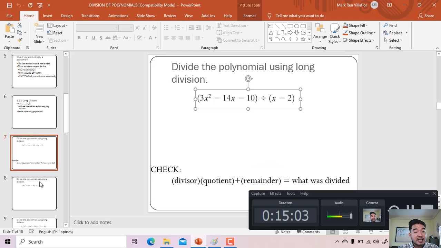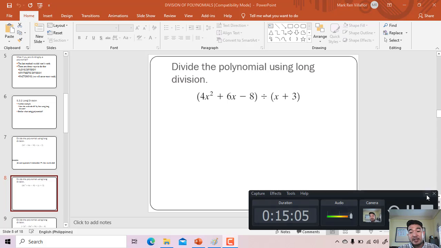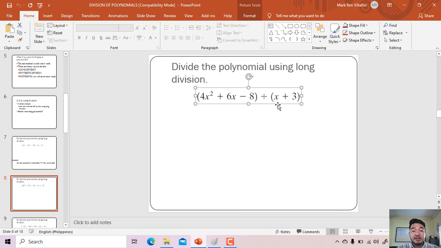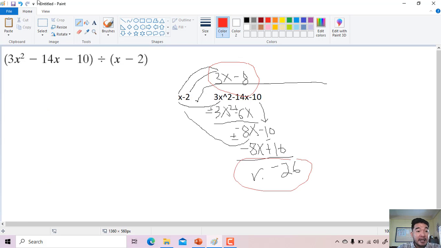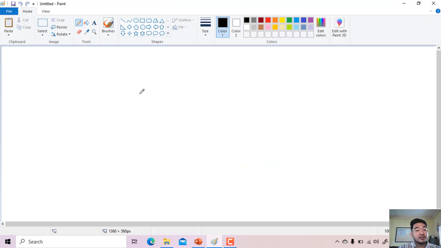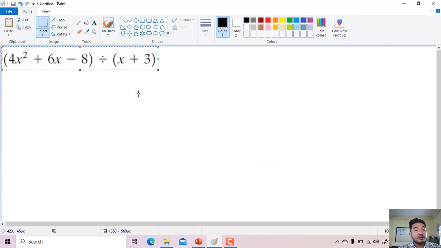Okay, so let us have another example here. Divide the polynomial using long division. Ito pa yung isa nating example. So we go to paint again. New. Yan. So we divide here. We divide 4x squared plus 6x minus 8 divided by x minus 3.